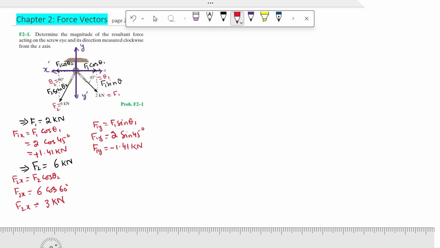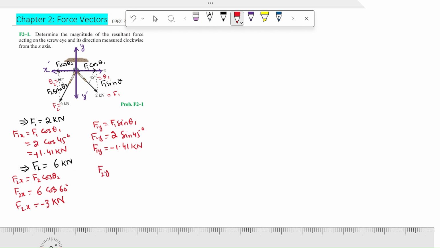Now for F2x, look at this force. The x component is acting on the left side, so it will be negative, because, as we know, from this point the left value for the x-axis will be negative, and for the y-axis downward will be negative. So it is the same as I discussed earlier.